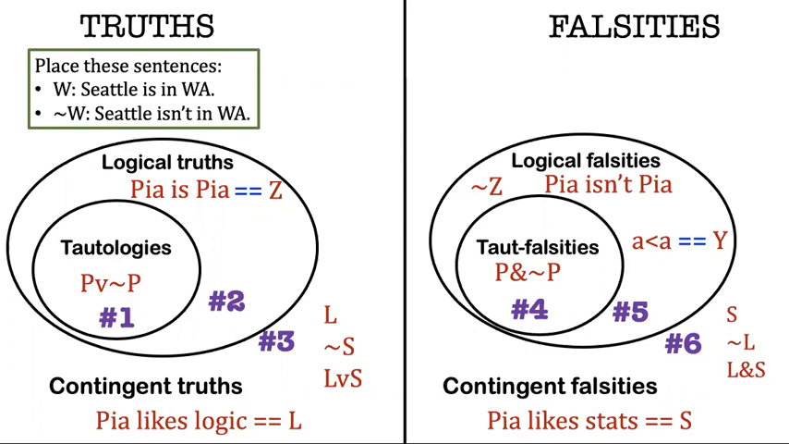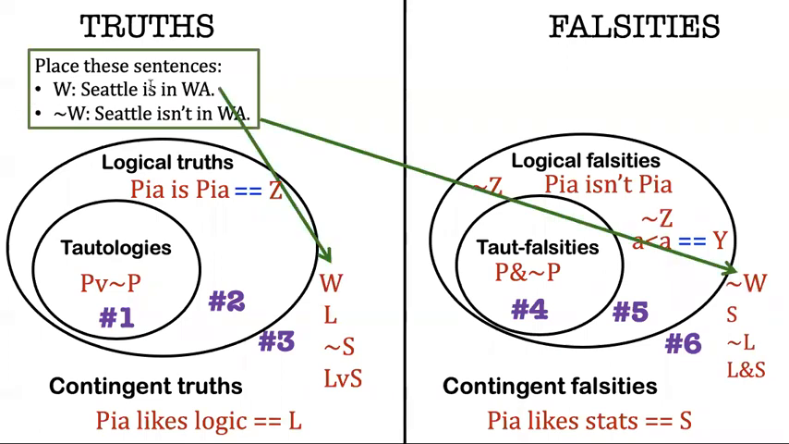All right, hopefully you thought, Seattle's in Washington. That's a fact about the world that I know is true, so that should go over here. W would go in contingent truths, and then the negation of W would go in contingent falsehoods. Okay, that was a pretty easy one.